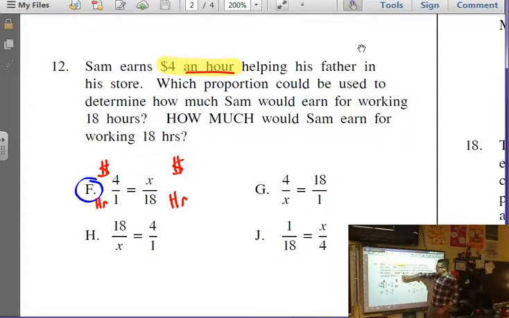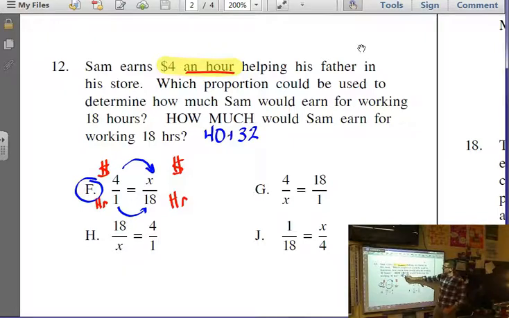And a lot of you figured this out by just knowing, if I make a certain amount for 1 hour, I can just multiply by 18, which is what happens right here. We multiply by 18. So I just do 4 times 18. I know 4 times 10 is 40. 4 times 8 is 32. Sorry, not times, plus there. So we get in total, Sam would make, I guess we can leave the dollars there, $72. This was just me breaking up that multiplication. So F is your choice.